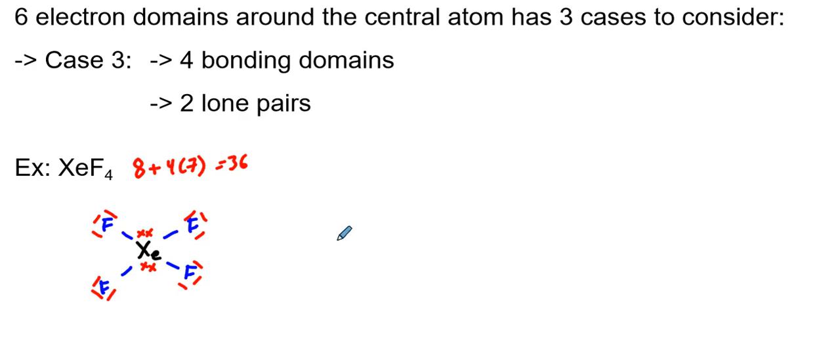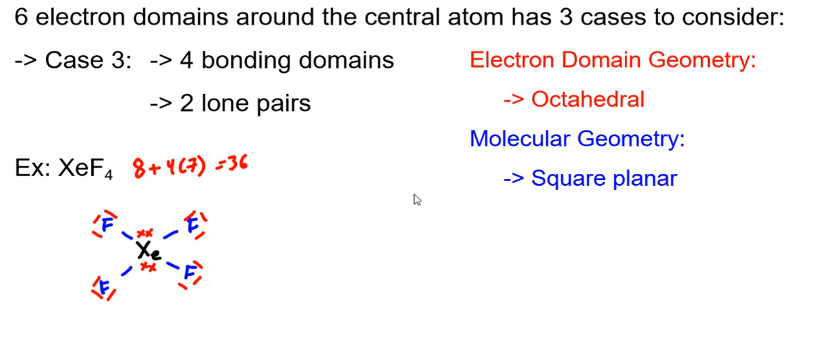Sometimes you'll see this redrawn with the wedges and dashes. I don't think that's always necessary to do because it is a flat molecule. It's square planar. This is a little reminiscent of the trigonal planar, that flat molecule that we saw all the way back with 3 electron domains. And as always, the electron domain geometry does not change. It's still octahedral because the only thing that will change it is the number of electron domains in total. And here we have 6. 2 are lone pairs, and 4 are bonding domains.